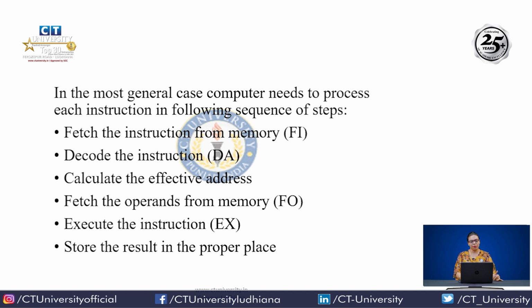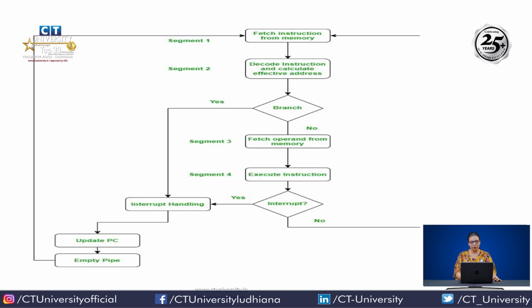So these are the steps: fetch the instruction from the memory, denoted by FI; decode the instruction, denoted by DA; calculate the effective address; then fetch the operands from the memory, denoted by FO; execute the instruction, denoted by EX; and store the result into the memory, which is denoted by WB. It can be made clear with this diagram.